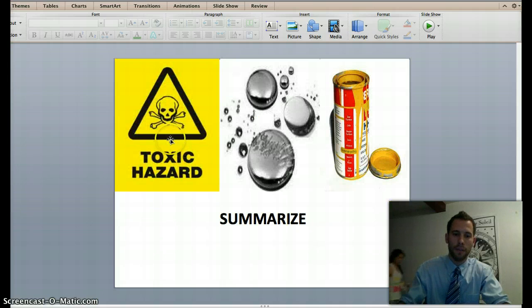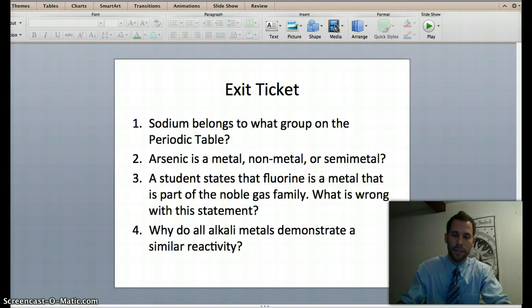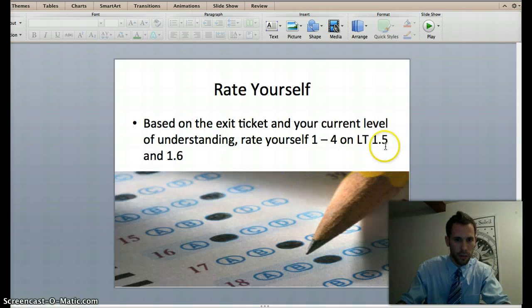So go ahead and summarize that for me right now. Complete some of the activities for the day. And give yourself a shot in this exit ticket. After you're done, grade yourself on your learning targets.